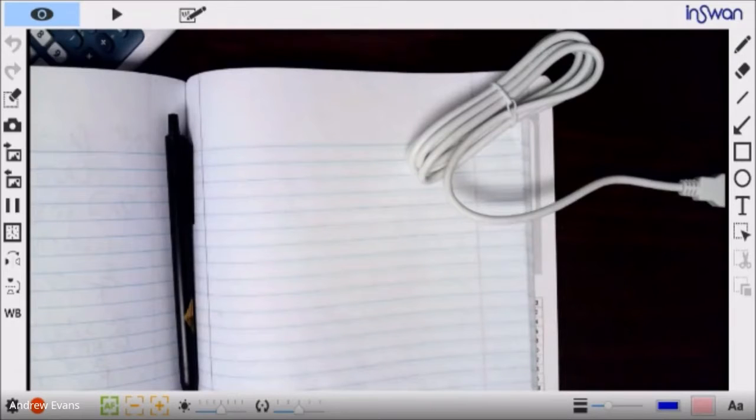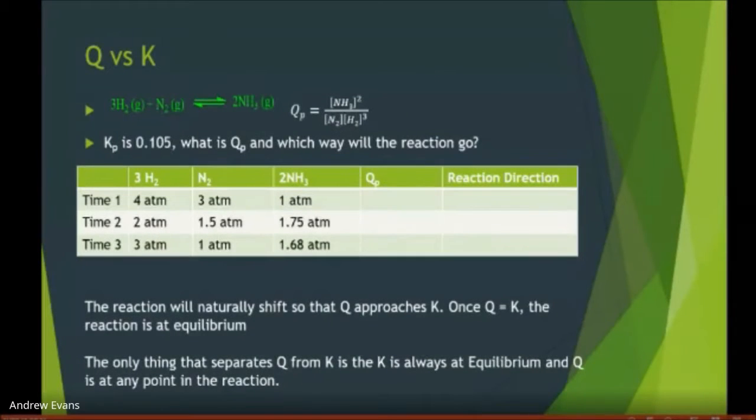So let's go back to the slide real quick, just so we can write down these numbers. So our Q sub P is the ammonia squared over nitrogen to the first, hydrogen cubed. All that, remember, is from our coefficients. This is unlike kinetics, where the coefficients absolutely matter.